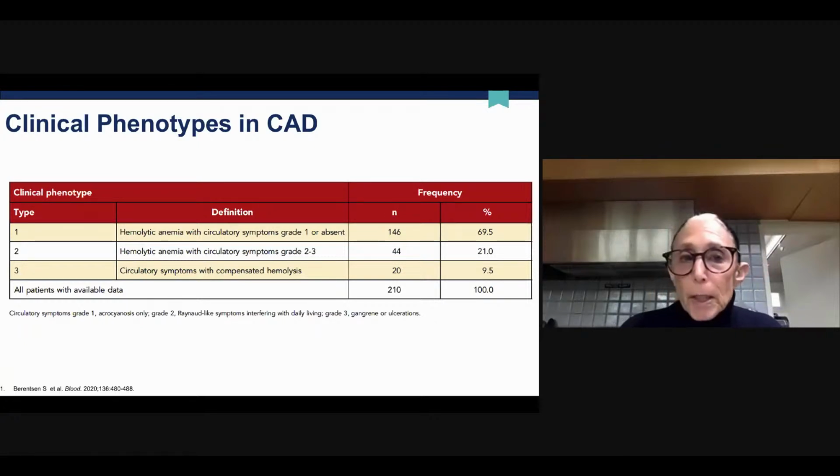So there are a variety of phenotypes that can present in cold agglutinin disease. There's hemolytic anemia with some of the circulatory findings, the Raynaud's, et cetera, which can be low grade. They may just have Raynaud's. They may not have the digital ischemia. And that's the vast majority of patients. About 70% of patients will present that way. They can have hemolytic anemia with significant acrocyanosis or digital ischemia, and that's about 21%. And then there are those that have a lot of circulatory symptoms.